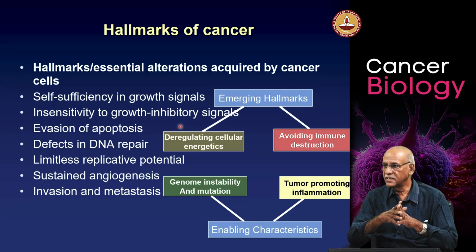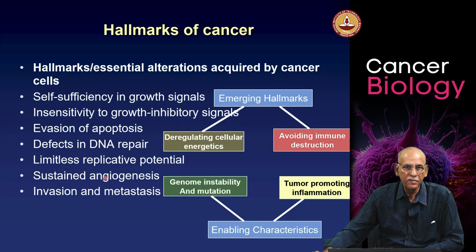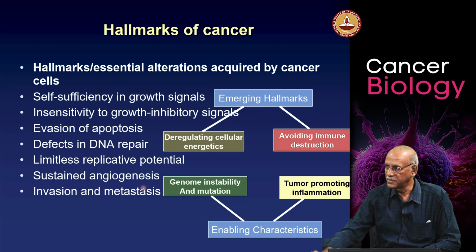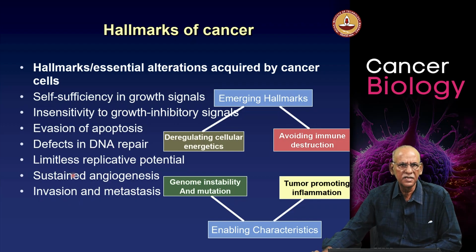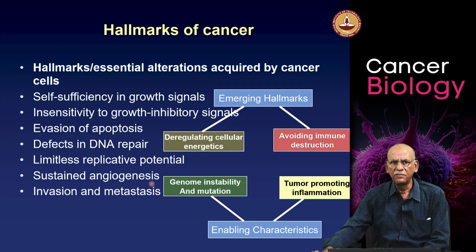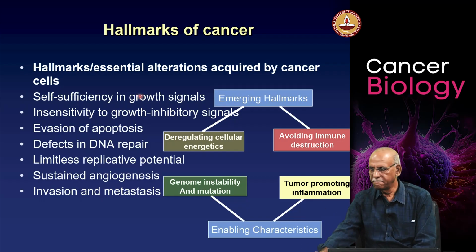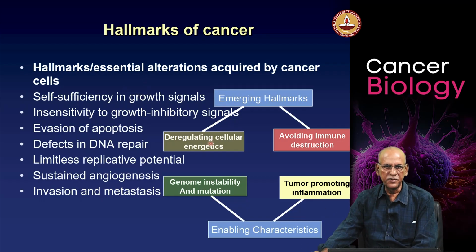Then there is limitless replicative potential, we will talk about that later again, and the cancer cells require blood supply, that is called sustained angiogenesis. And then invasion and metastatic properties are the notorious properties. So, you can count 1, 2, 3, 4, 5, some 6 are there. Invasion, if you leave, then there are 6 hallmarks. Invasion is again, it becomes metastatic. So, there are 6 hallmarks, that is what people say.